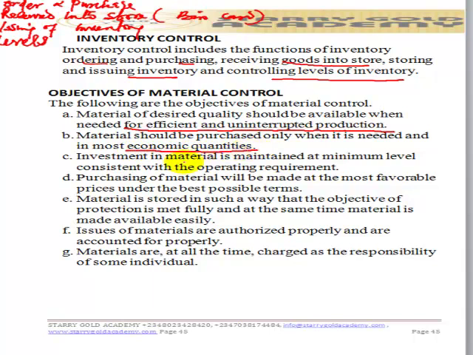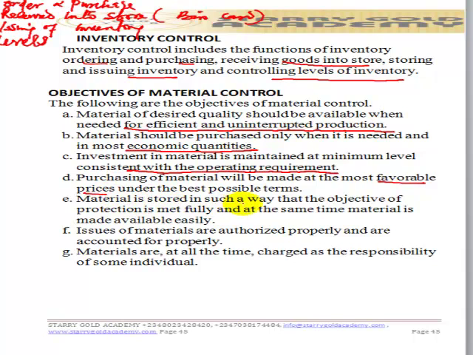So economic quantities, the number of units that is going to minimize the cost of production. Investment in material is maintained at minimum level that is consistent with operating requirement. So objective here is to ensure consistency with the operating requirement. Purchasing of materials will be made at the most favorable prices under the best possible terms. Price is a keyword I can pick here.